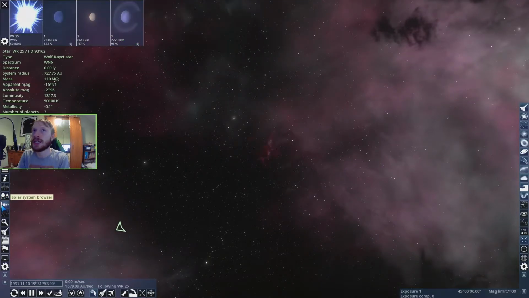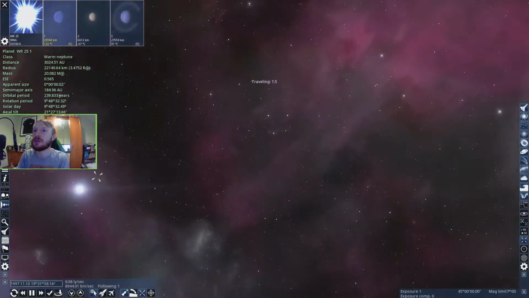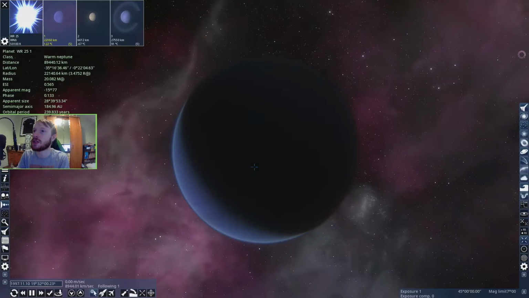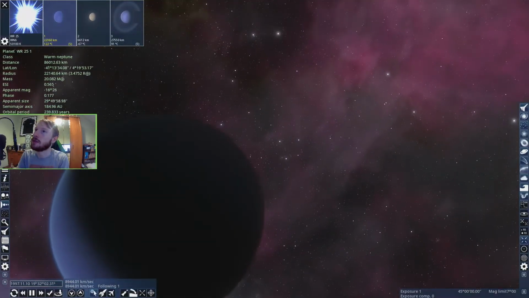So, oh, there's a planet as well. 122 degrees Celsius, a warm Neptune in orbit around one of these stars. Looks a little like this.